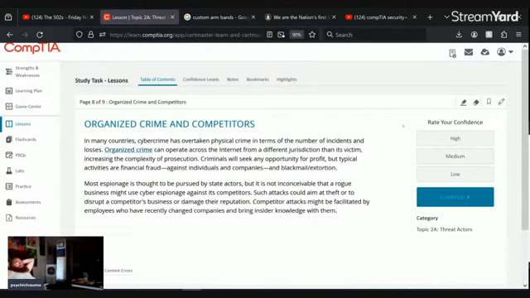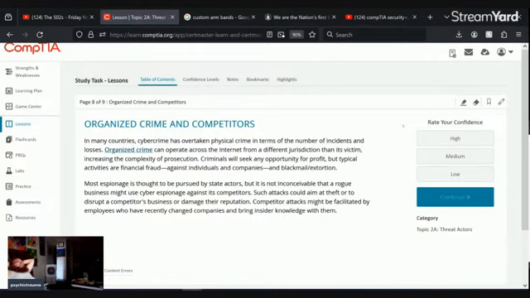In many countries, cybercrime has overtaken physical crime in terms of the number of incidences and losses. Organized crime can operate across the internet from a different jurisdiction than its victim, increasing the complexity of prosecution. Criminals will seek any opportunity for profit, but typical activities are financial fraud against individuals and companies and blackmail extortion.